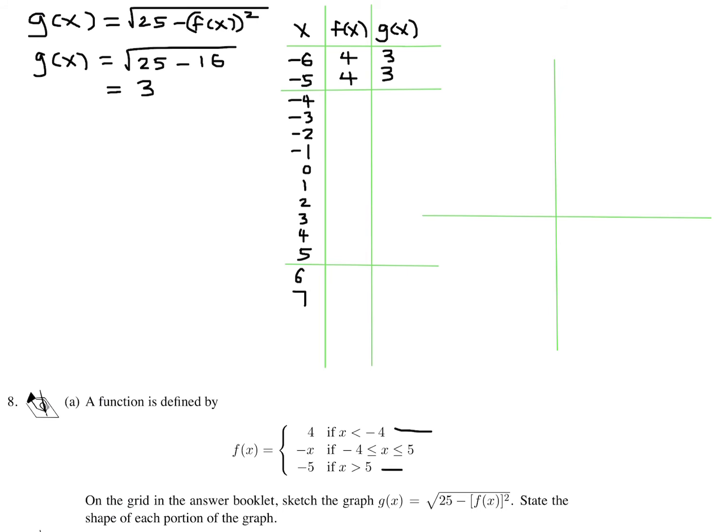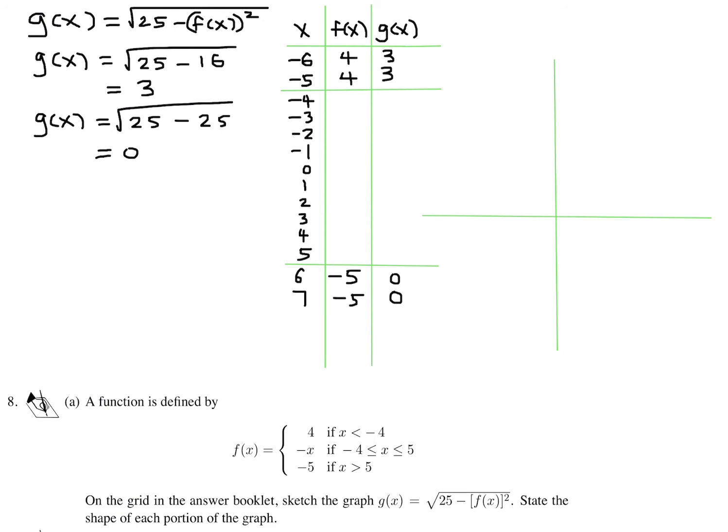Let's do the last part next, instead of going into the middle part. When x is 7, f(x) is just -5. And when x is 6, f(x) is also -5. So now let's figure out g(x). That's going to be 25 minus the square of f(x), which is 25 minus (-5) squared, and that is 0. So there you go. We've got that section of the graph.